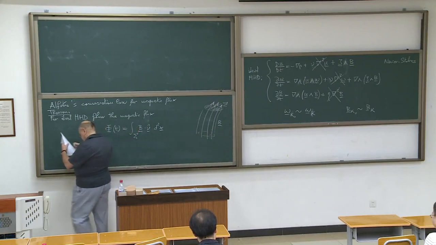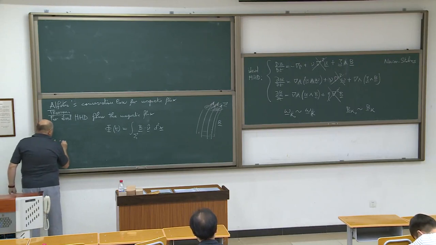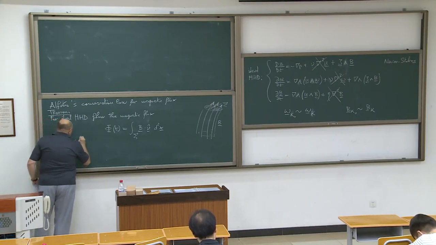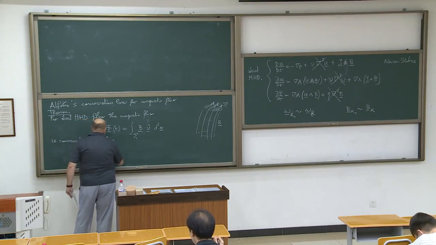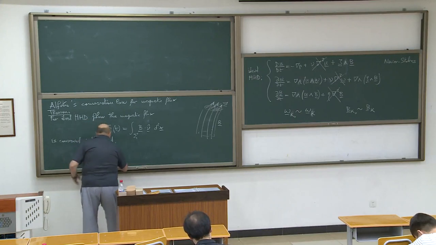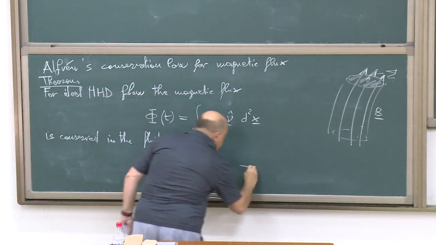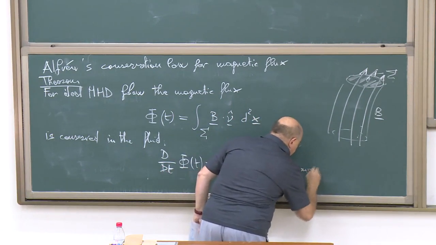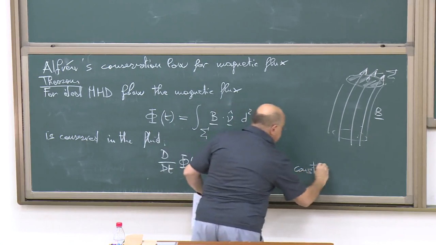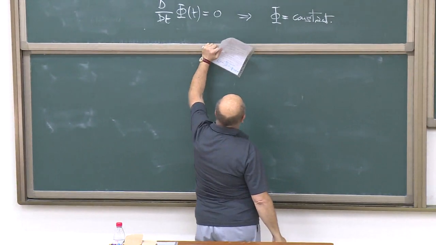Okay, this flux, the theorem is that this flux is conserved in the fluid, i.e. that the Lagrangian derivative with respect to time of phi is zero, which means that phi is a constant of motion.